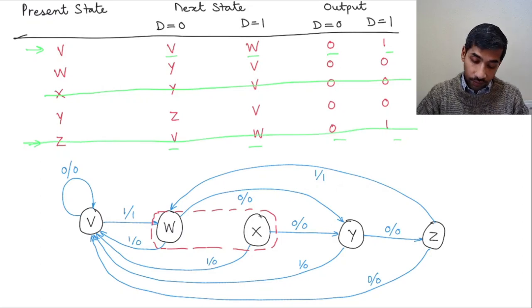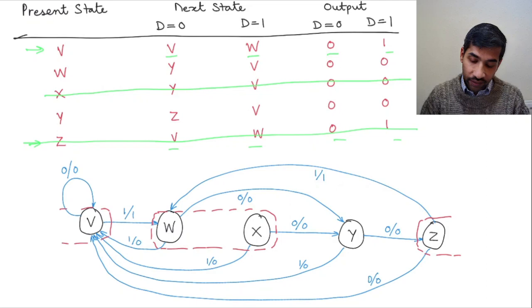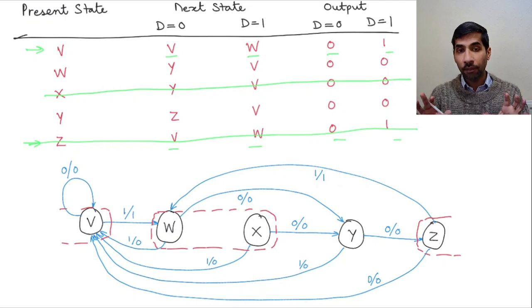So what we can do is combine state V and state Z. State V and state Z basically are the same state. Okay, and if we combine W and X, and if we combine V and Z, you get a state table and a state diagram with only three states in it, and that is much easier to design than a five state table.